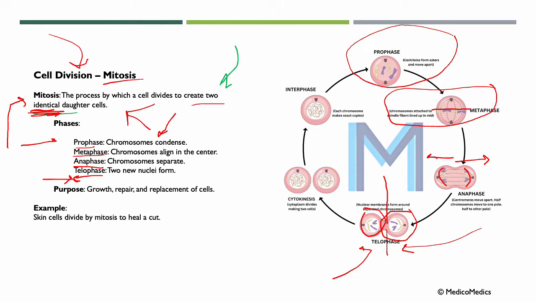And the general purpose of mitosis is to generate growth, repair, and replacement of cells. For example, our skin cells divide through mitosis to heal when we get a cut. So mitosis is how your body makes new cells to grow or replace old ones.